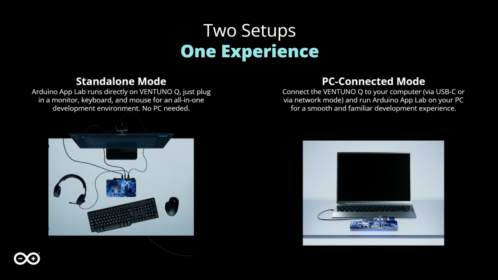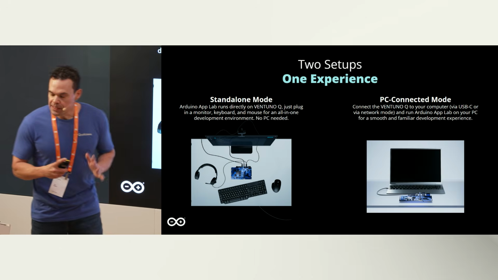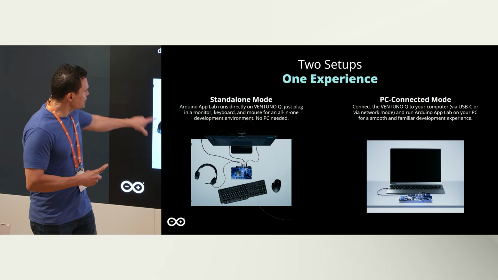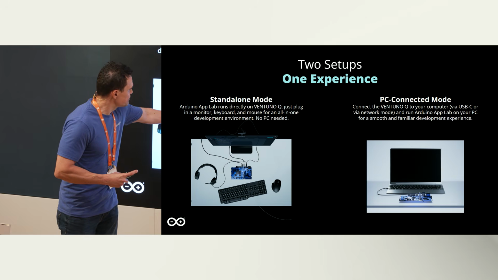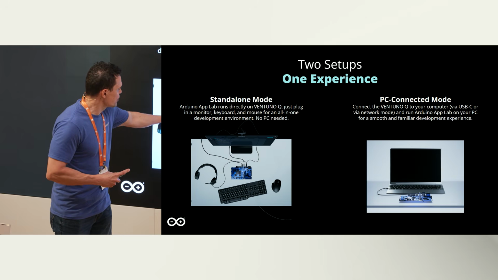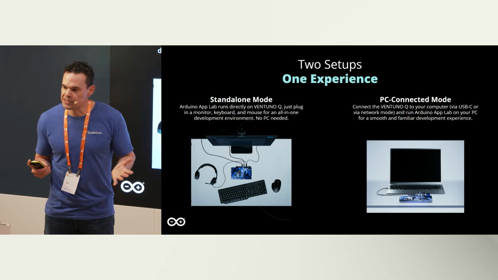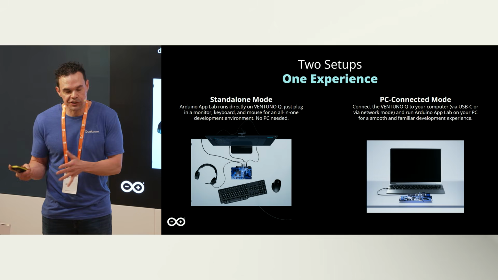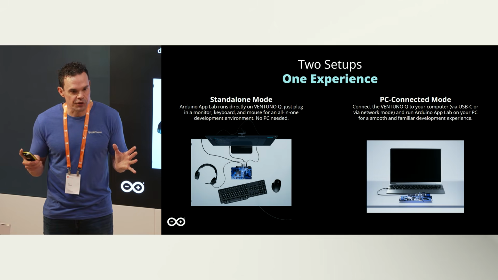Now, one of the cool things with both the UNO Q and the VENTUNO Q is they can operate in two different modes. We call it standalone mode, or we refer to it as SBC mode, which is standalone board computer, or it can run in PC connected mode. In the standalone mode, you can connect to the DSI display, you can connect a keyboard and a mouse, and you can use it as a standalone computer. Once you flash the OS to it, it can run on its own.